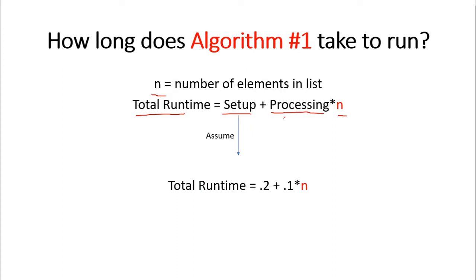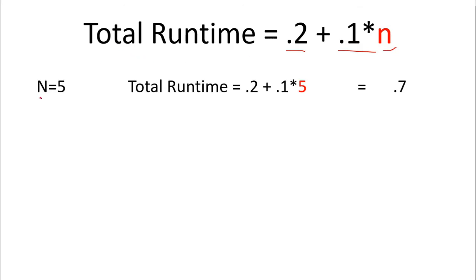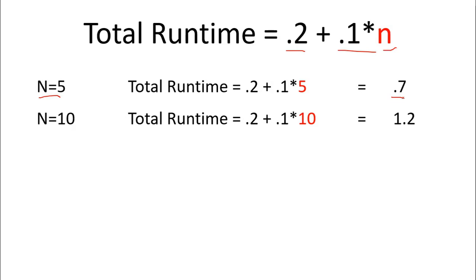So we make an assumption here. Imagine our setup time was 0.2 seconds, which, if it was really that slow, if you're running a practical algorithm, you probably need a new computer, but that's okay. And same thing with processing time. We're going to say each comparison takes 0.1 seconds just so we can do some math here. So imagine our total runtime is equal to 0.2, our setup time, plus 0.1, our processing time, times the number of times we have to do this, which in algorithm one is n, the number of elements in the list. Imagine n equals 5. Our total runtime is going to be about 0.7. Then if n equals 10, 1.2.